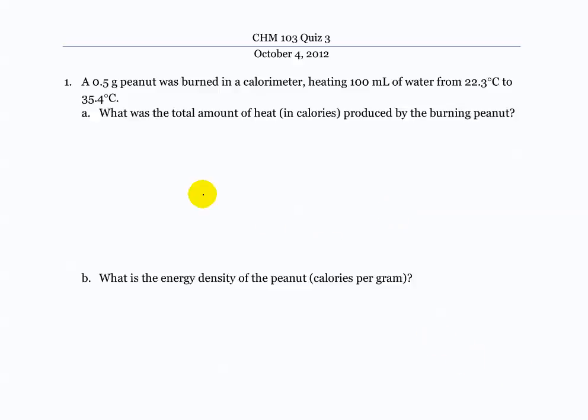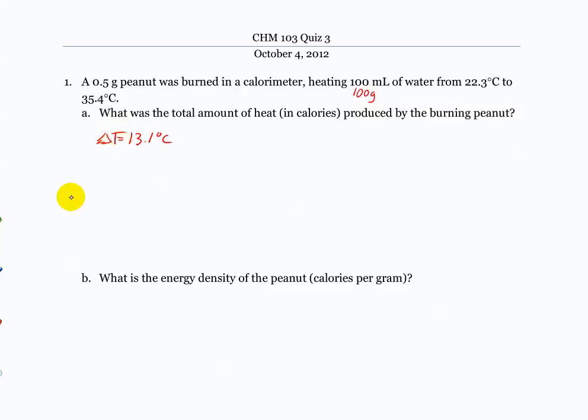Burn a peanut in the calorimeter, heating some water. So 100 milliliters of water is 100 grams. And you're heating from 22.3 to 35.4 degrees C. So the change in temperature is, what, 13.1 degrees? Yeah, okay.